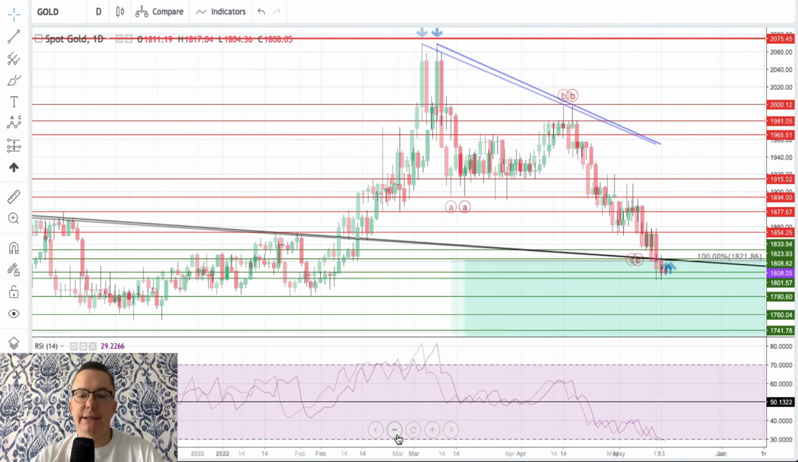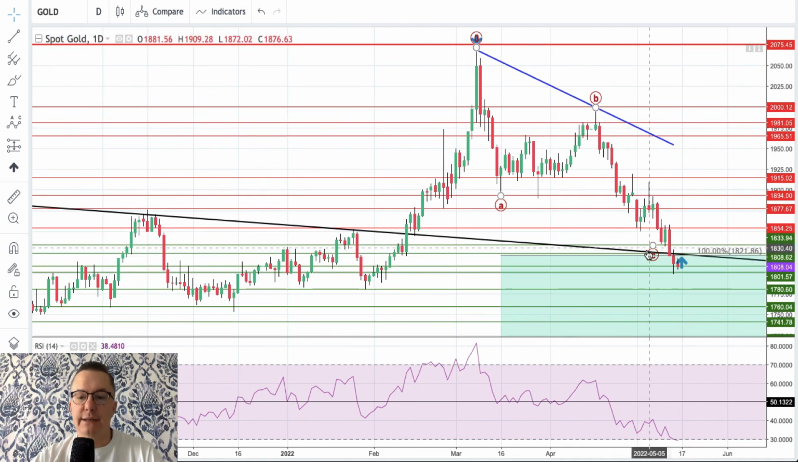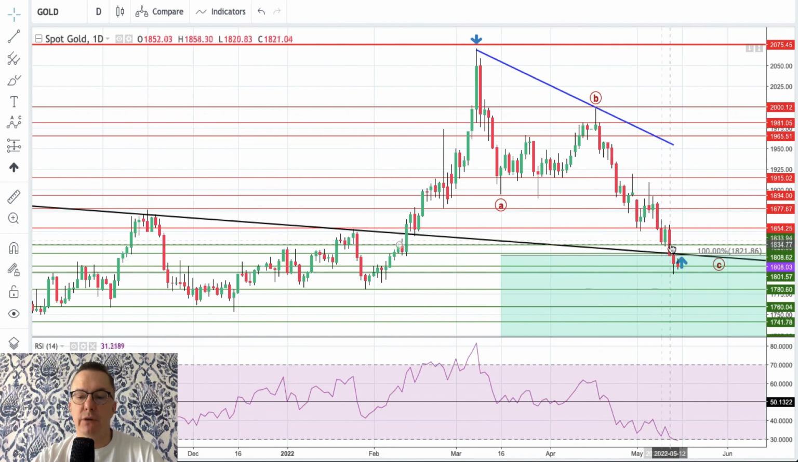Spot gold market daily time frame chart is showing signs of weakness, and recently we just hit the level of 100% of the Fibonacci extension of the wave A measured from the top of the wave B. This level was located at 1821. It was hit with no problems.